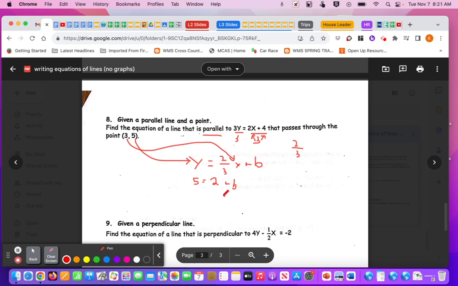And when I solve it by subtracting, I get b is equal to 3. There you have it. So b is 3. Now I have my slope, I have my y-intercept, so I have my equation. The equation is y equals 2/3 x plus 3.